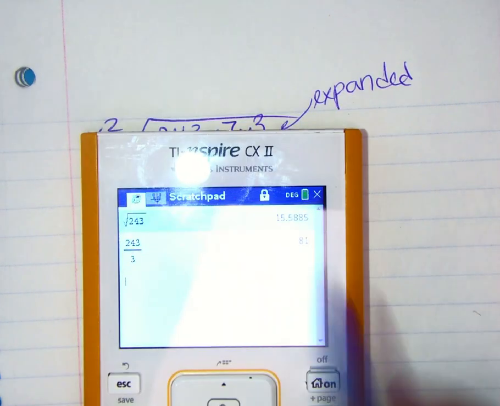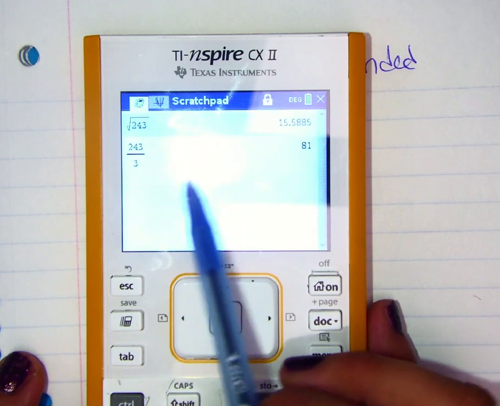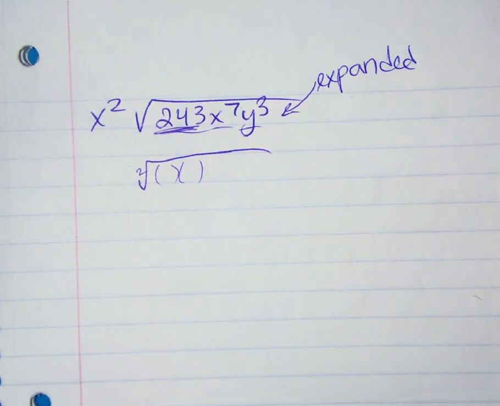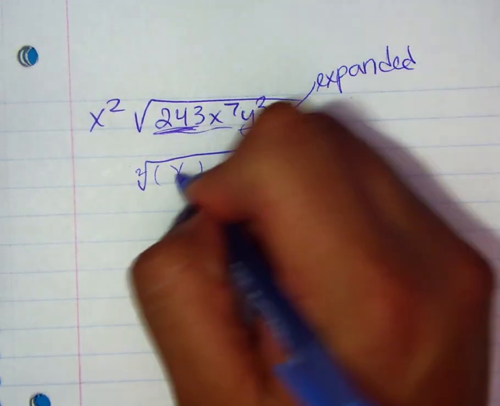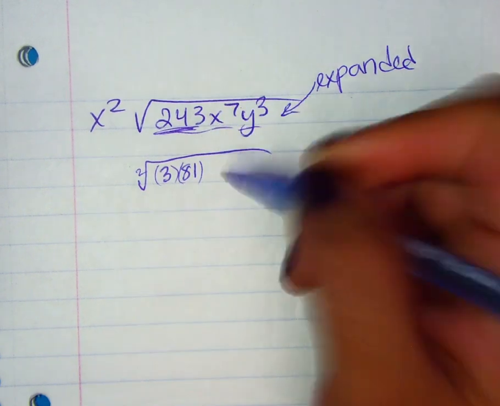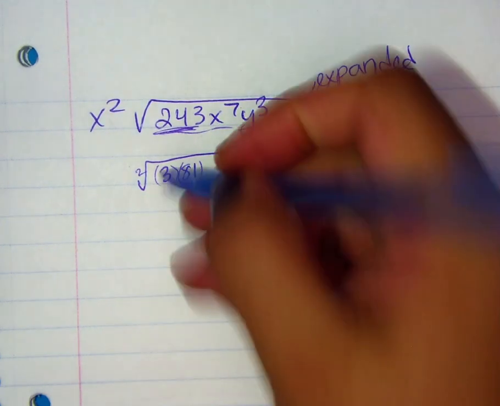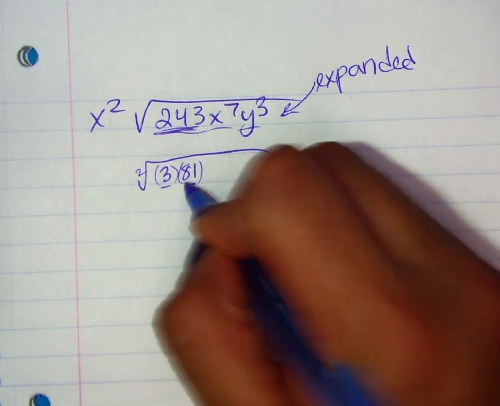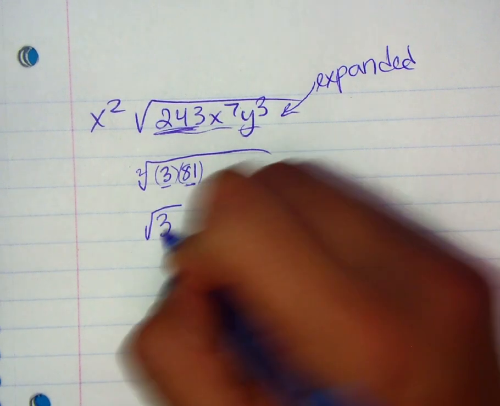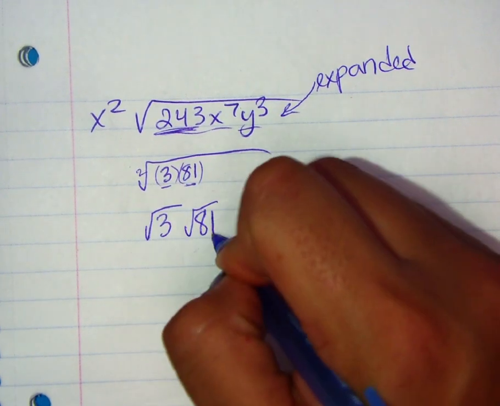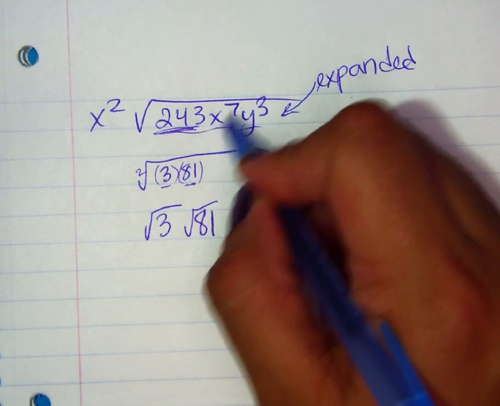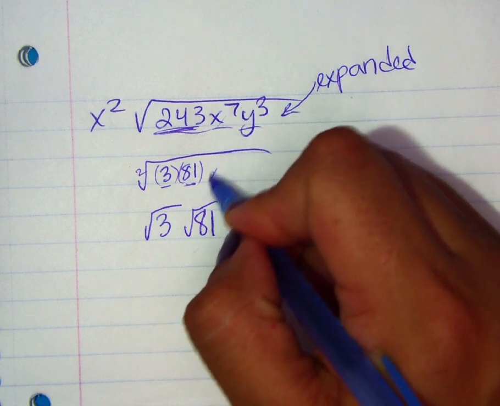I typed it here, and we have 243 divided by 3 is 81. So we can say that 3 times 81 is 243. And then we can see this as separate square roots: the square root of 3 and the square root of 81. And then this x to the 7th just means we have 7 x's.